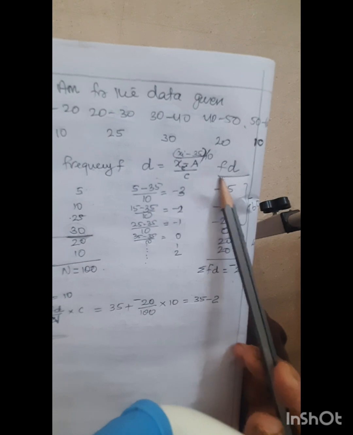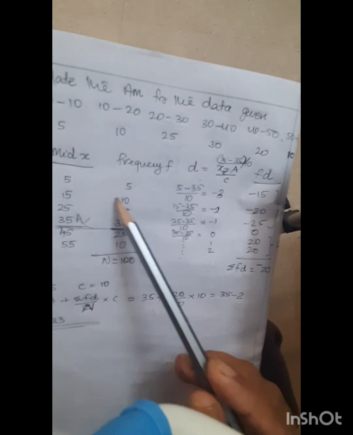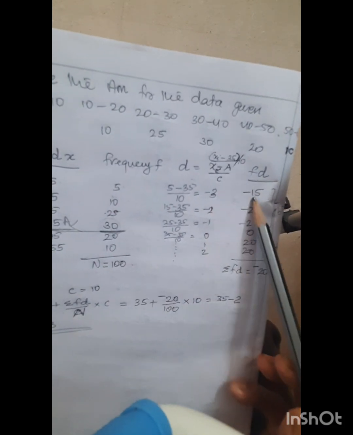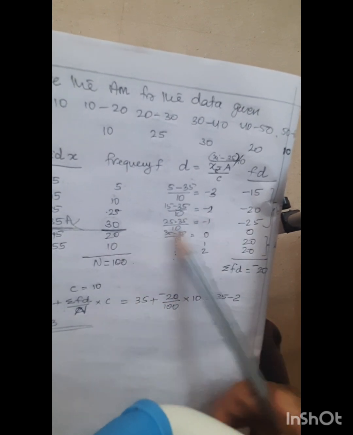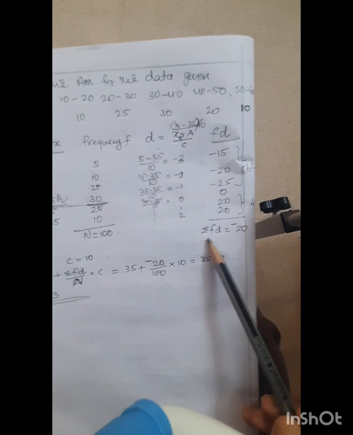Now fill the column f into d. Each f: 5 into minus 3 is minus 15, 10 into minus 2 is minus 20, 25, etc. You have written them here. Then add up all these negative values, and here the positive values, so we add separately. This gives minus 60 and here it is 40. Then the total is minus 20, which is sigma fd. Sigma fd is equal to minus 20.